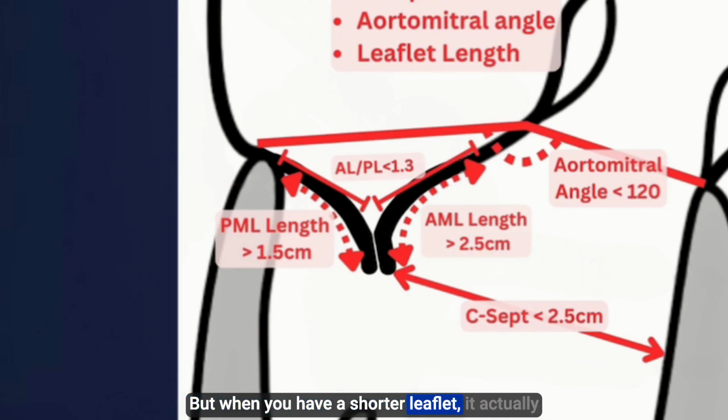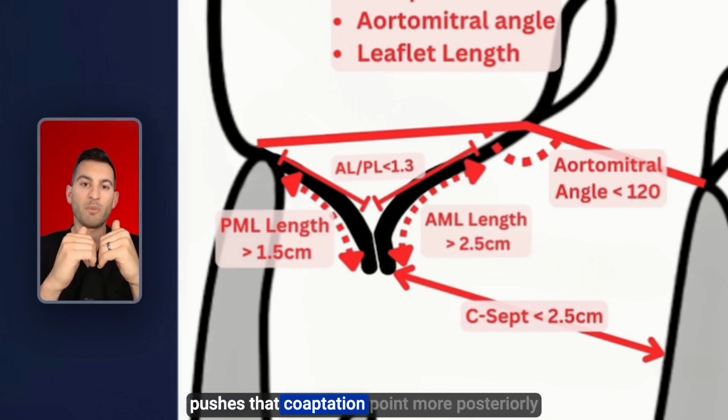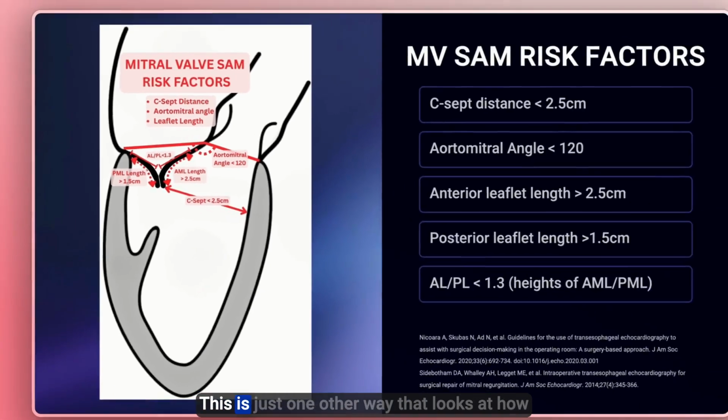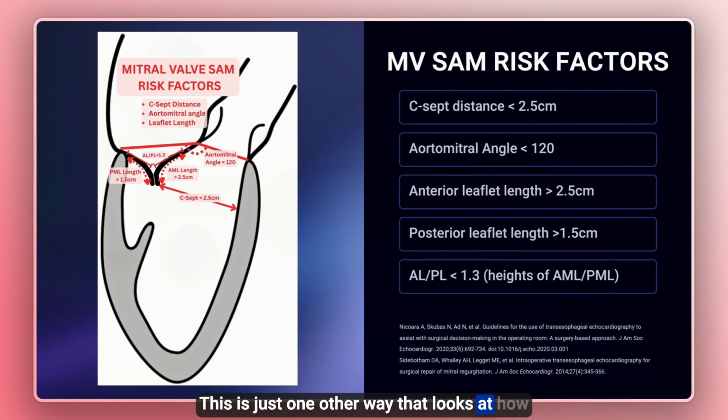But when you have a shorter leaflet, it actually pushes that coaptation point more posteriorly away from that left ventricular outflow tract. And another way to look at this is anterior leaflet height to posterior leaflet height ratio less than 1.3. This is just one other way that looks at how posteriorly the coaptation point is located. Going back to our terms, this is based on the heights of the anterior and posterior mitral leaflets, not the length.